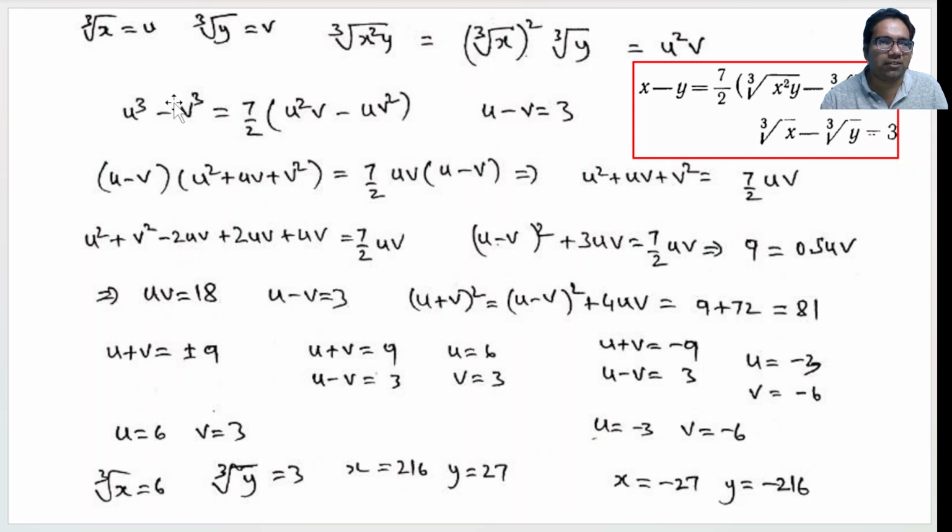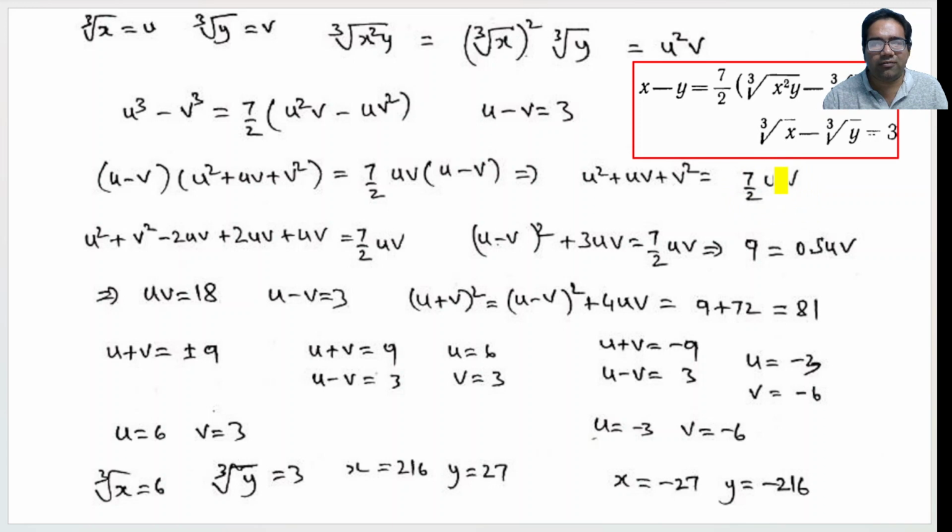So now it is in a very familiar format, a cube minus b cube, a square b, a b square. Then obviously we can cancel u minus v from both the sides, because u minus v is anyway not 0. What is u cube minus v cube? It is u minus v into u square plus uv plus v square equals 7 by 2. We can take uv common, uv times u minus v. We can cancel this u minus v. Now u square plus uv plus v square equals 7 by 2 uv.